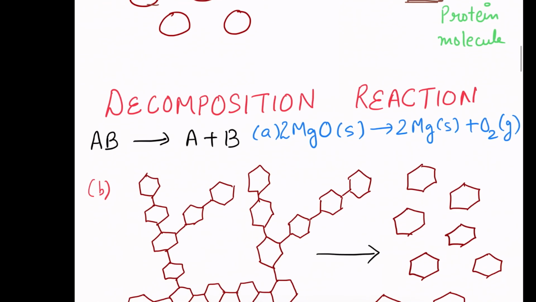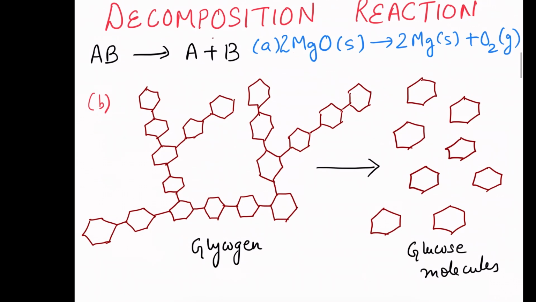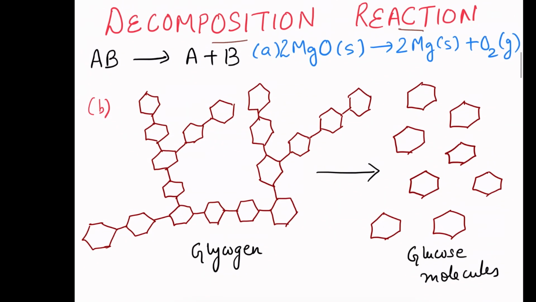Let us now understand what decomposition reaction is. Decomposition means that one single reactant is producing several products. It can be two products, it can be more than two, it can be three products. One of the examples I'm going to first discuss is a chemical reaction which involves the chemical compound magnesium oxide, which is one reactant. The left hand side is known as reactant and the right hand side is known as products.